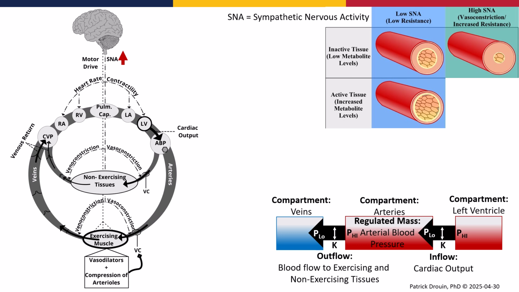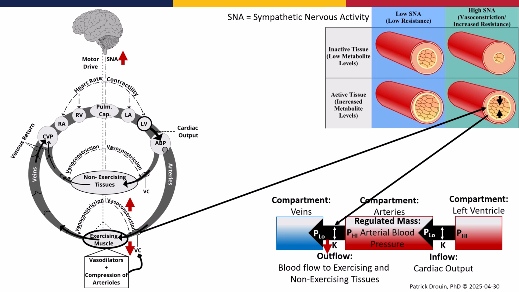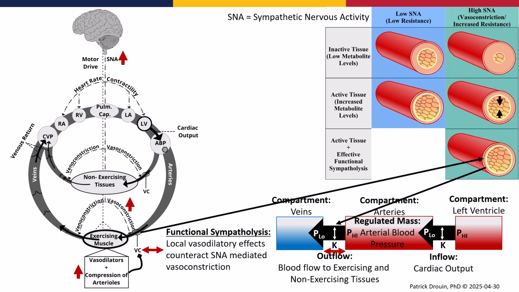In the active muscle, there is also an increase in sympathetic nervous activity that could lead to vasoconstriction, leading to a reduction in vascular conductance. However, because of the exercise-related local vasodilators, metabolites, and arterial compression, vasodilatory input exceeds vasoconstrictor drive, leading to a maintained higher exercising muscle vascular conductance, and therefore enhanced exercising muscle blood flow.